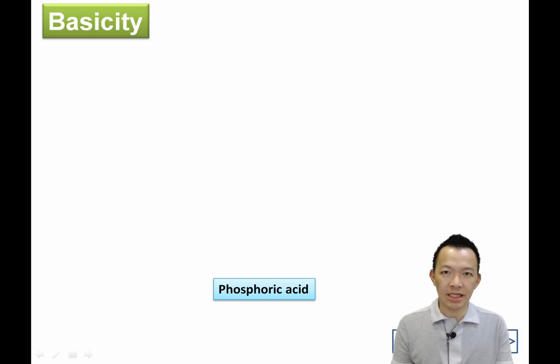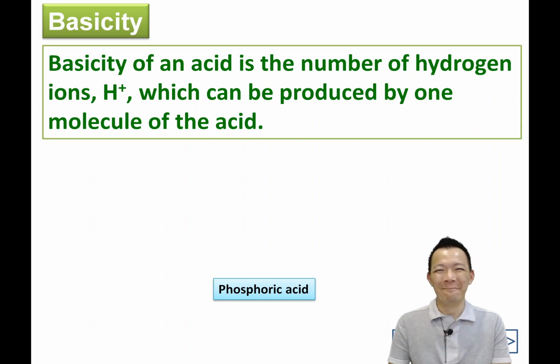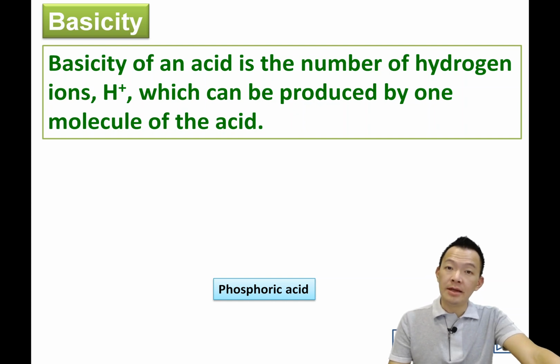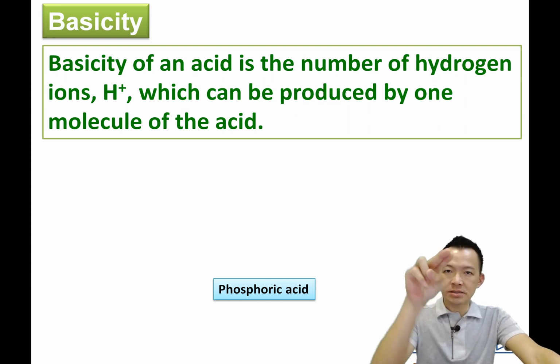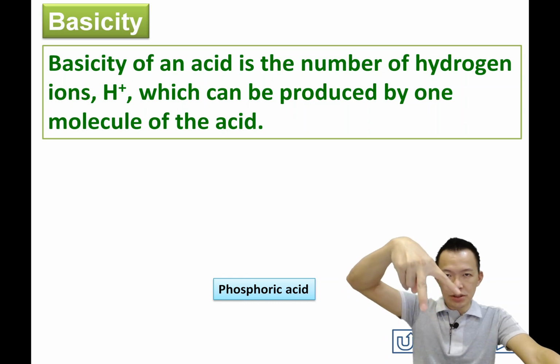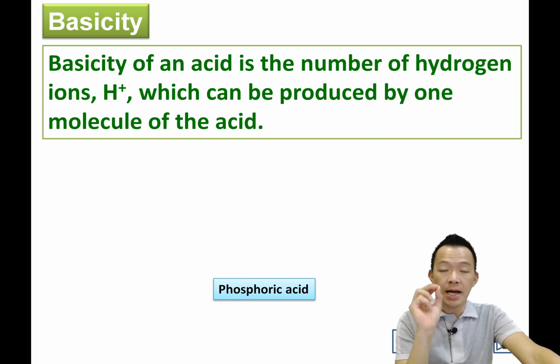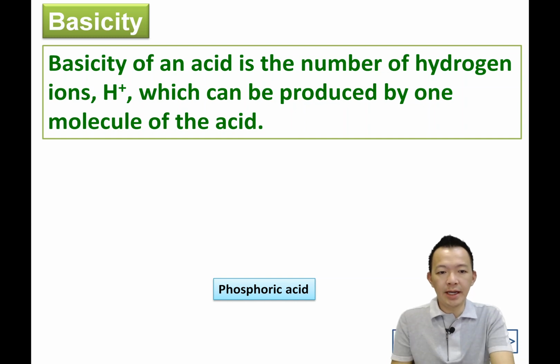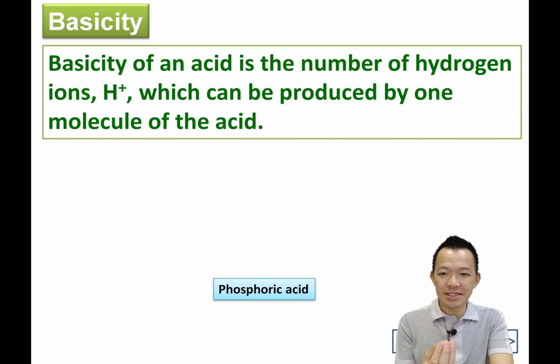What's meant by basicity? Copy first. Quite important, 很重要的。Okay, basicity of an acid is the number of hydrogen ions which can be produced by one molecule of the acid. Okay, so one molecule of acid, when they dissociate in the water, 当它们在水中解散的时候 they can produce how many hydrogen ions? So this is the meaning of basicity. Now understand? Don't worry lah. Okay, so basicity of the acid is the number of hydrogen ions which can be produced by the molecule of the acid.